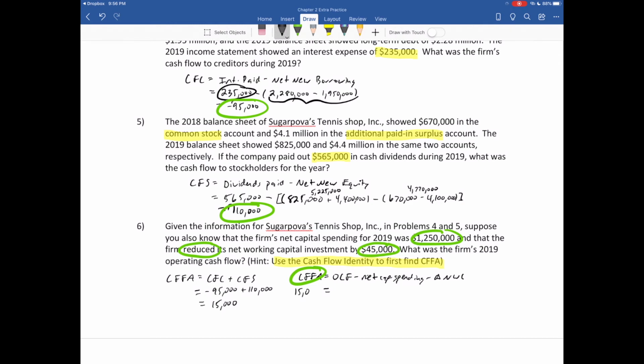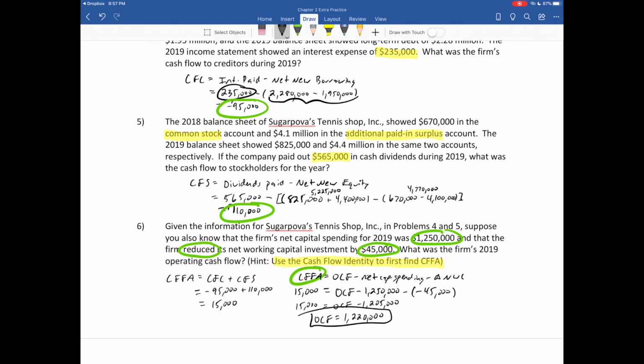We just solved for cash flow from assets. Operating cash flow is what we are solving for. Net capital spending here is $1,250,000, and then minus this change in net working capital, which, as I mentioned quite a few times, is a negative value, since they did indeed reduce it, which would showcase a cash inflow from this change in net working capital. That's why we get the negative minus the negative for the positive. So you get $15,000 as your cash flow from assets equals operating cash flow minus $1,205,000. Add $1,205,000 to both sides, and we get an operating cash flow of $1,220,000.